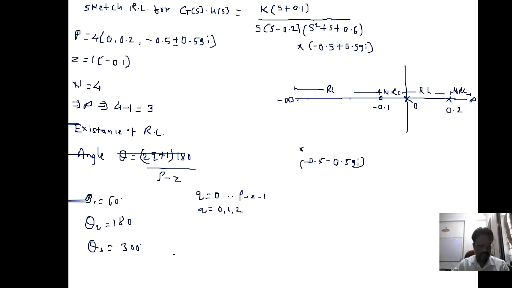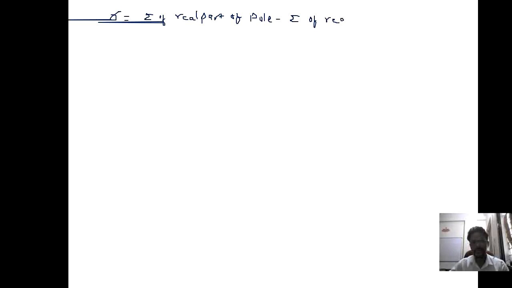Now the next part is the location of asymptote, that is given by sigma. So sigma is the summation of real parts of poles minus the summation of real parts of zeros, divided by p minus z.